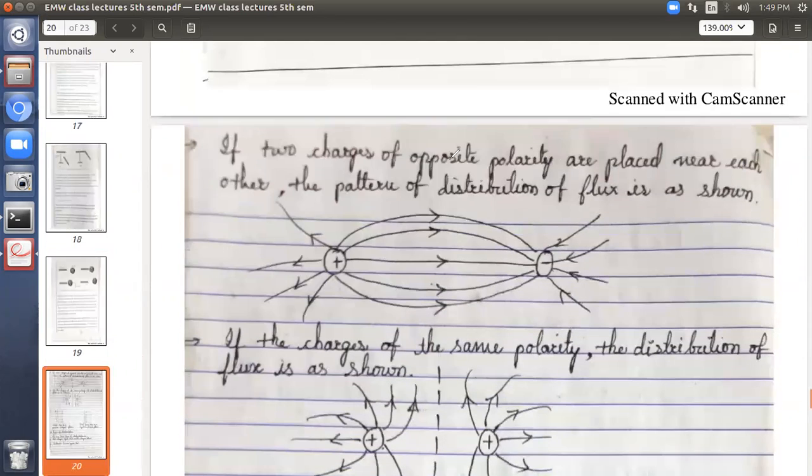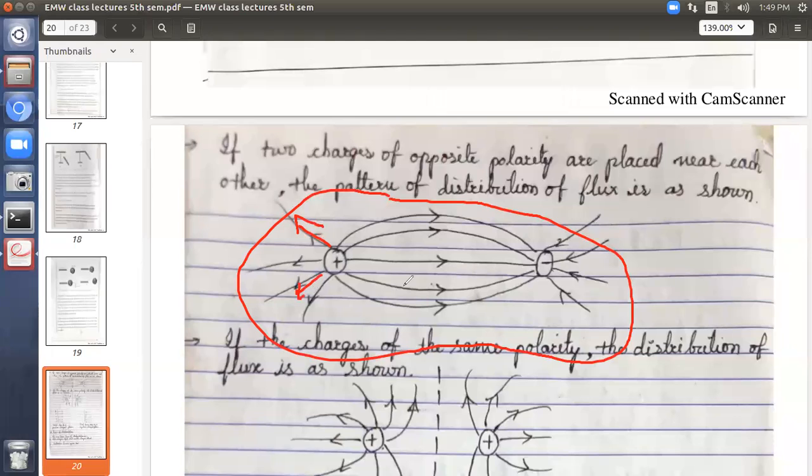Then comes this. I think you have already seen this. If two charges of opposite polarity are placed near each other, this is the pattern. Positive means they diverge. Negative, they converge. If they are together, obviously there is a force of attraction, so they try to move. Why is the direction like this? Only because from the positive it will start, diverge, and converge at the negative. So the direction is like this, it starts at positive and ends at negative.